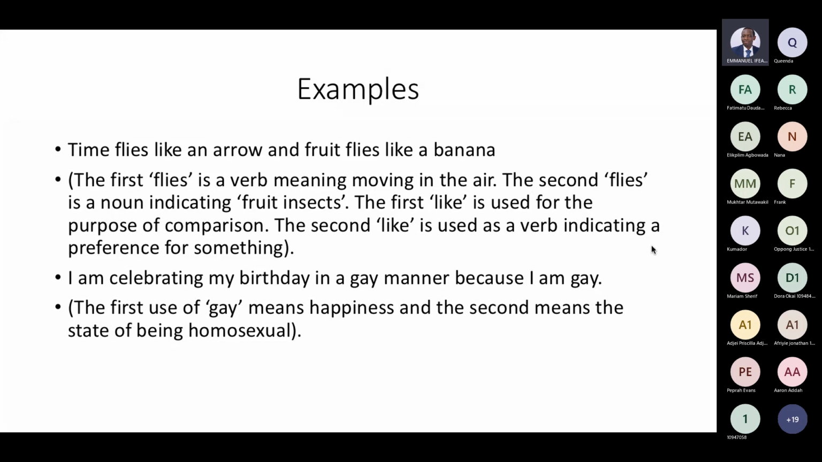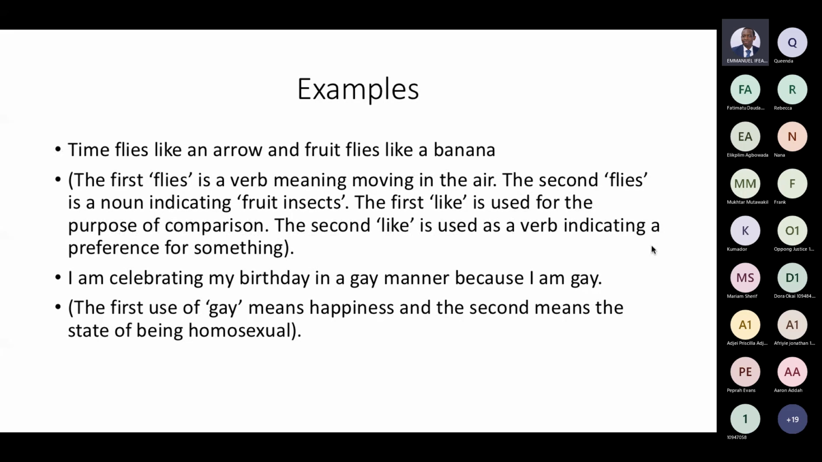Now the first flies is a verb meaning moving in the air. So, time flies like an arrow. And then the second flies is a noun indicating fruit insects. So fruit flies is actually a type of insect. Now the first like is used for the purpose of comparison. So time flies like an arrow. So it tells you that time flies as fast as an arrow flies. And then the second like is used in a different way as a verb indicating a preference for something. And so fruit flies like a banana, in the sense of fruit flies preferring a banana or something. So you can see that equivocation occurs with two words in that sentence.